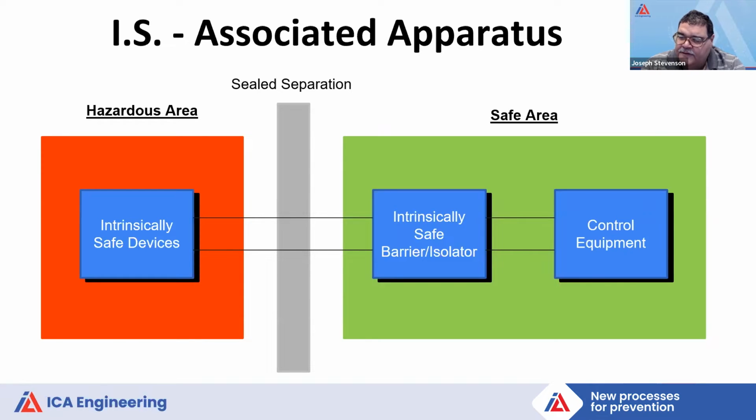And I noticed there's a sealed separation. So wherever you have a penetration from a hazardous area to the safe area, there has to be sealing. It has to be sealed so that there's no possible penetration of the hazardous substance into the safe area. And then you'll run that through an intrinsically safe barrier or isolator, and then that signal goes to your control equipment. So the barrier or isolator provides that isolation between the hazardous area and the safe area.